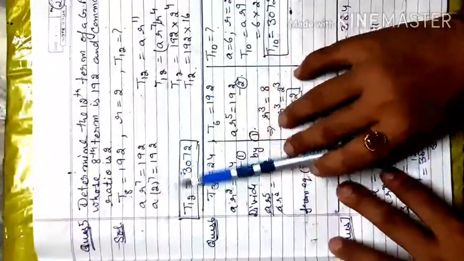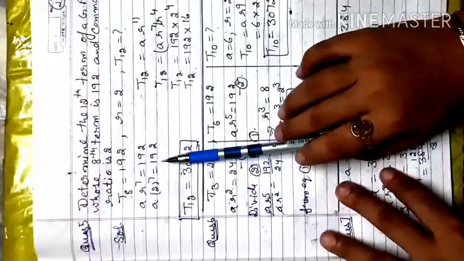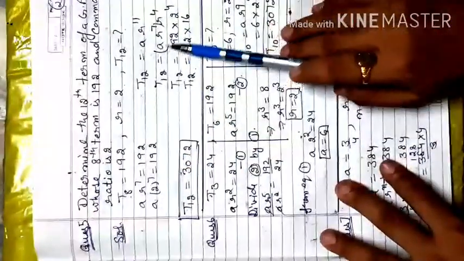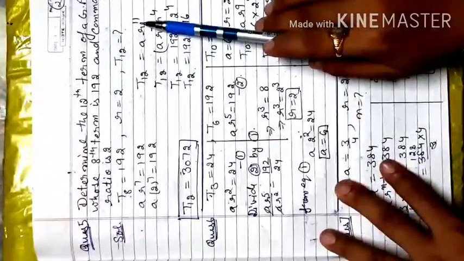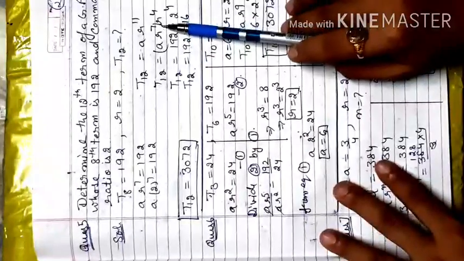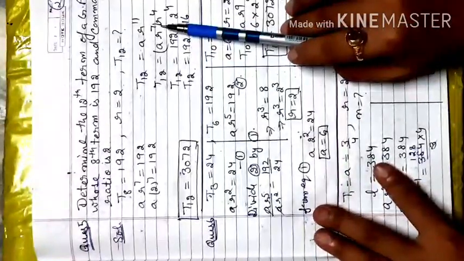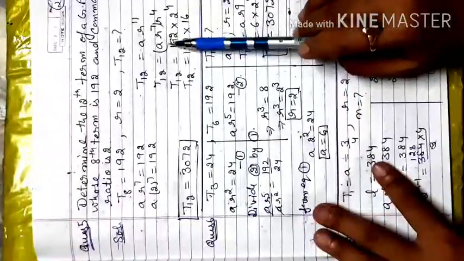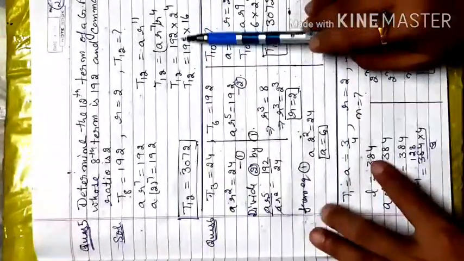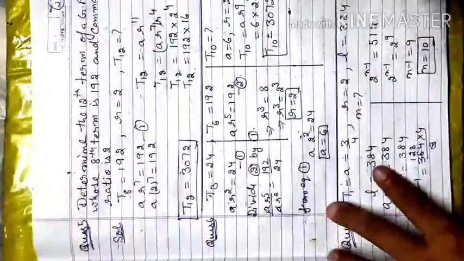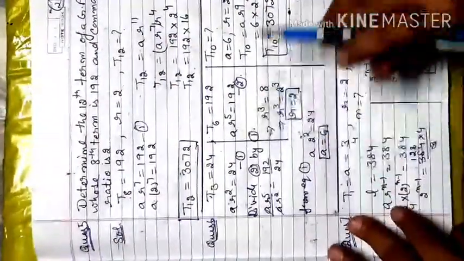From the 8th term, you find the A value, or you can do one thing. This AR^7 you can directly apply: separate AR^11 as AR^7 into R^4. If the base is the same, when we multiply, the powers are added. So AR^7 and R^4 will make my calculation easier. If you replace AR^7 with 192, that is this equation. After multiplying, you will get the answer 3072.